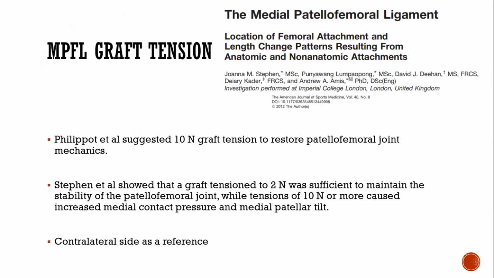Coming to graft tension, a few researchers suggested that 10 newtons of graft tension is actually needed to restore the PFJ mechanics. But there is another school of thought, where above 10 is actually too much and causes increased contact pressure and medial patellar tilt. So usually the contralateral side is taken as reference.